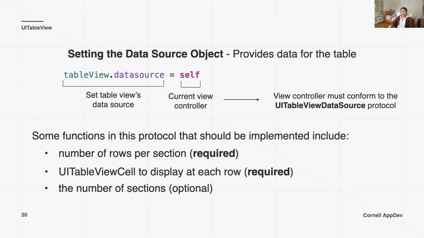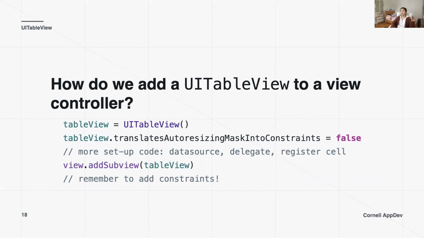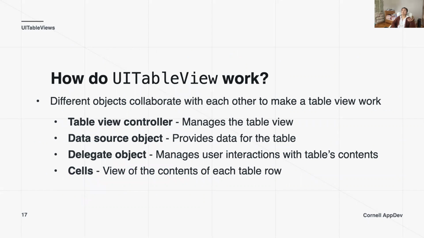So first, I'm going to explain what this tableView.dataSource equals self means. As you might remember a few slides ago, I said that table views work by having different objects collaborate with each other to actually implement the functionalities of the table view.